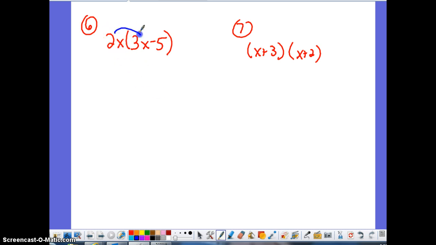We're going to take that 2x, we're going to distribute it to the 3x and to the negative 5. So we're multiplying here. That's going to give me a 6x squared minus 10x.